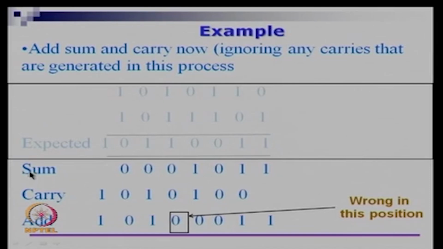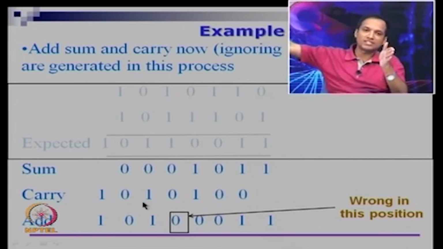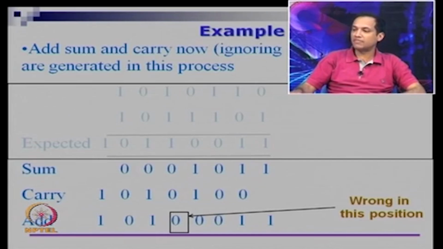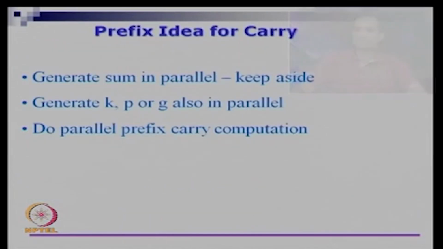So, this final result is this intermediate sum XOR this intermediate carry, but that will be incorrect, because the carry signal we have taken care of only that stage, we have not seen what is happening from the right side. This is where we need the parallel prefix circuit. We will generate the sum in parallel, keep it aside, generate k, p or g also in parallel, do parallel prefix computation, then we will get a carry vector which we will add. I will show you the steps.